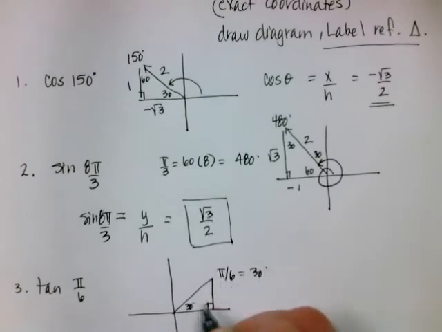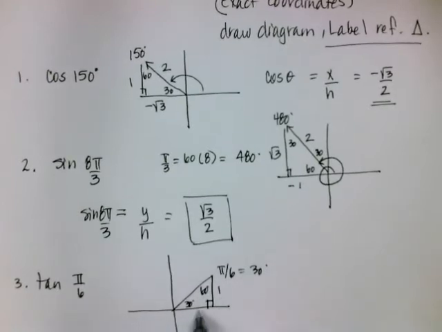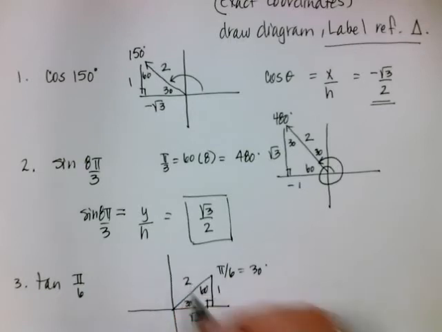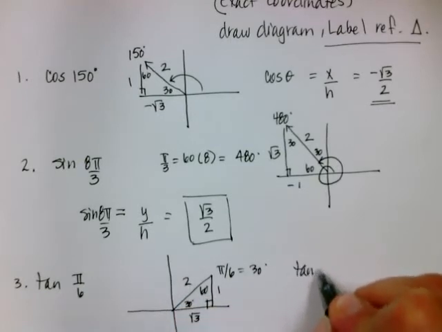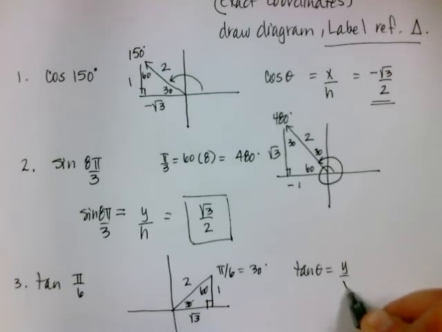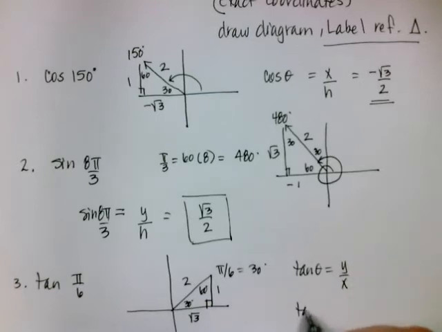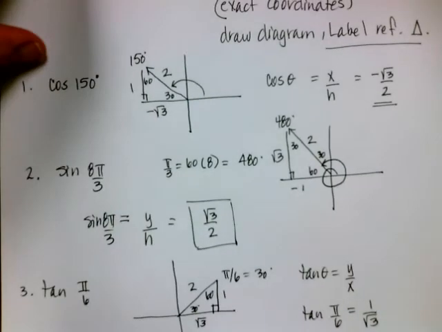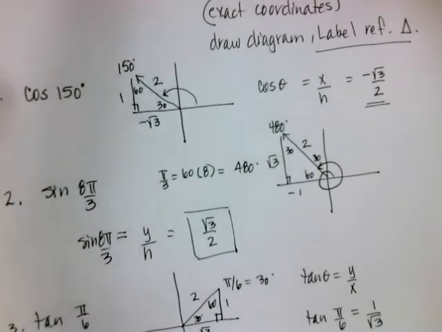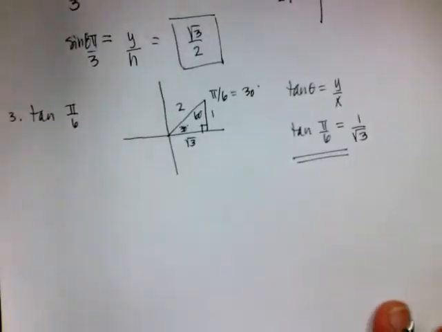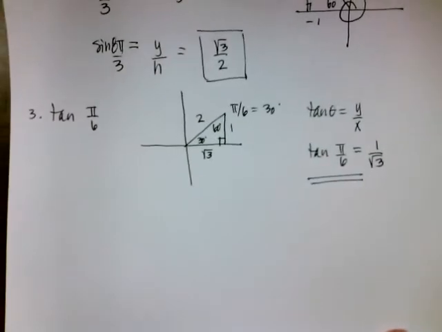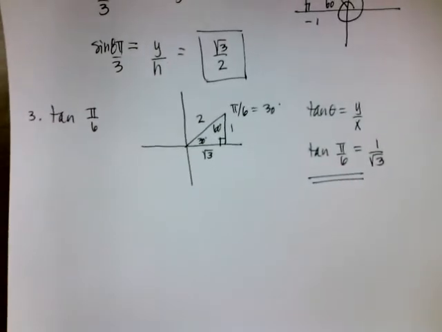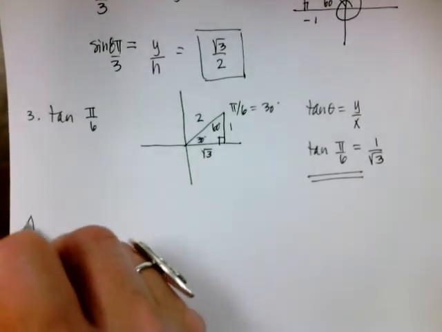So it means this angle is 30, this angle is 60. Opposite the 30 is 1, opposite the 60 is a radical 3, the hypotenuse is 2. The tangent of an angle is y over x, so my tangent of pi over 6 is going to be y over x. And remember, we talked about in this particular chapter, I'm okay if you do not rationalize your denominator. So I'm okay if you leave it with the radical in the denominator. All right, I have 2 more of these.